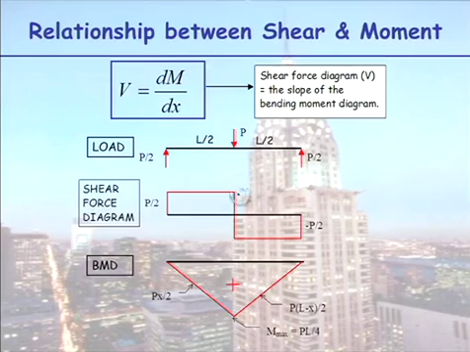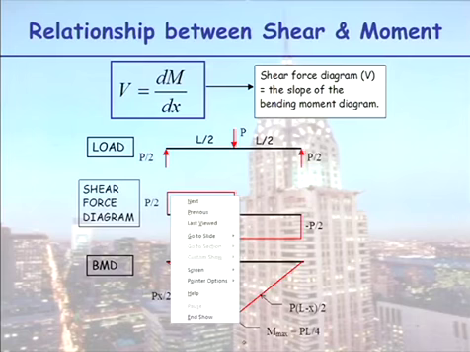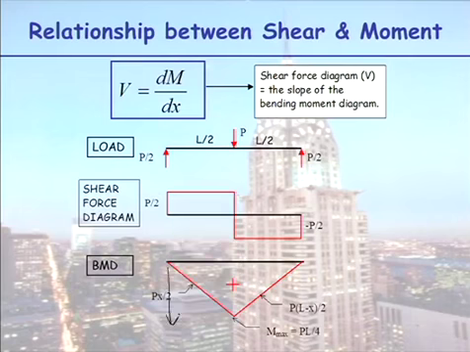Positive shear force, downward slope. Now some of you are sitting there going, what do you mean positive is downwards? Remember, we are drawing our bending moment positive down. So wherever you have a positive shear force, you know your bending moment is sloping down. When you have a negative shear force, your bending moment is sloping up.